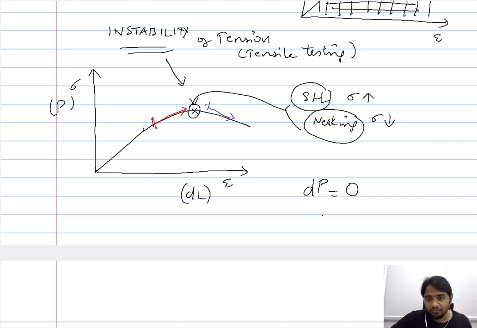Now it is important for us to understand, in addition to the stress that is varied, because we are changing the stress in order to increase the plastic deformation, in this instability, the necking, since it is already introduced, there is also a change in the cross-sectional area.